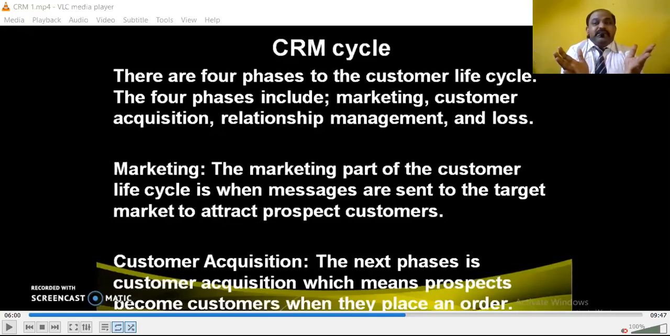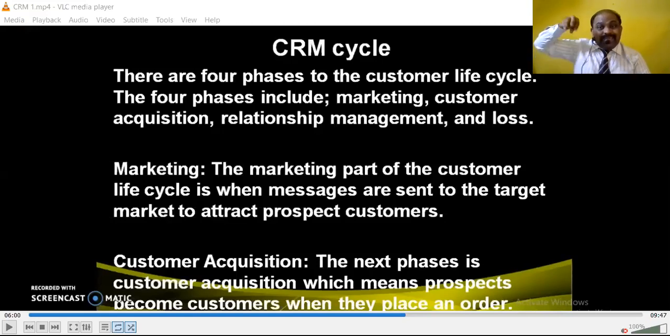This is the first phase in the customer life cycle, where the company tries to make the customer aware about the product, educate about the product. Now it is a choice of the customer whether to buy the product or not. So the second phase in the customer life cycle is customer acquisition.